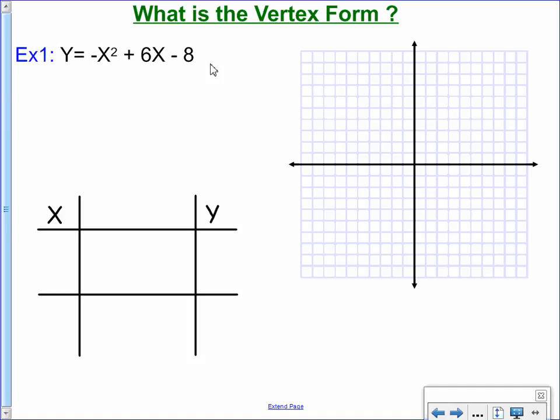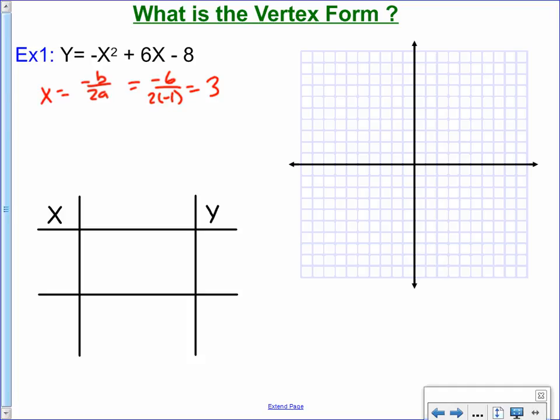So what's the vertex? How do you find the vertex? You remember? Negative b over 2a. So find the x part. It's negative 6 over 2 times negative 1. Negative 6 divided by negative 2 is 3. Okay? Here we go.